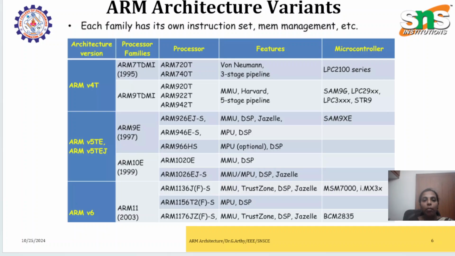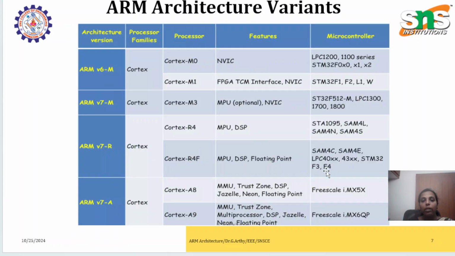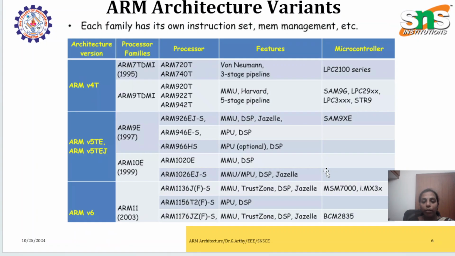When we speak about the ARM architecture variants, it has different variants. It has a large variant processor family. So see here we have the families. Here I've mentioned a few, like ARM 7, ARM 9, ARM 10, ARM 11, Cortex. In every family, different processors are available, and the processors differ depending on the features. Under this we have a few microcontroller families too.